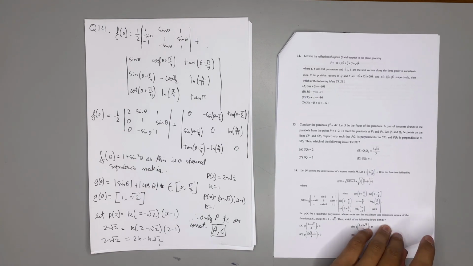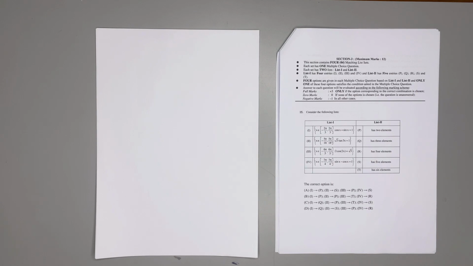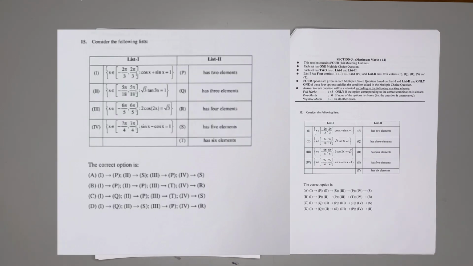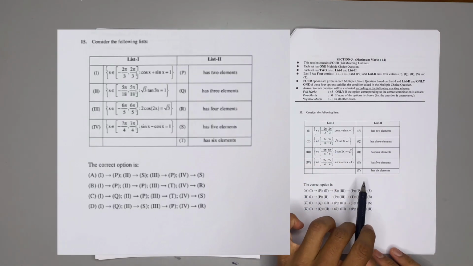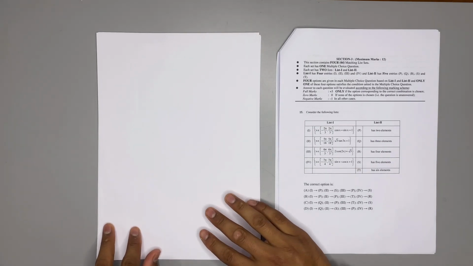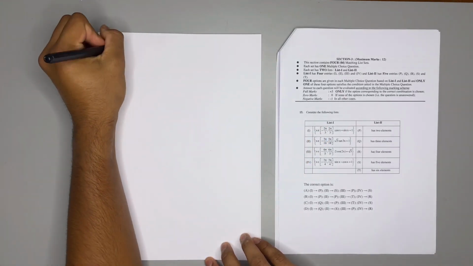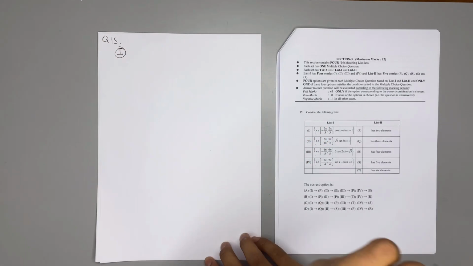Now let's go on to the next question. Section 3, 4 questions, 4 matching list sets. One has multiple choice question, 2 lists, list 1, list 2. 4 options available. Let's get straight into it. Question 15. Consider the following lists. List 1 we have over here, and list 2 over here. The correct option is, okay, start with list 1 I. Let's look at what I is telling us.